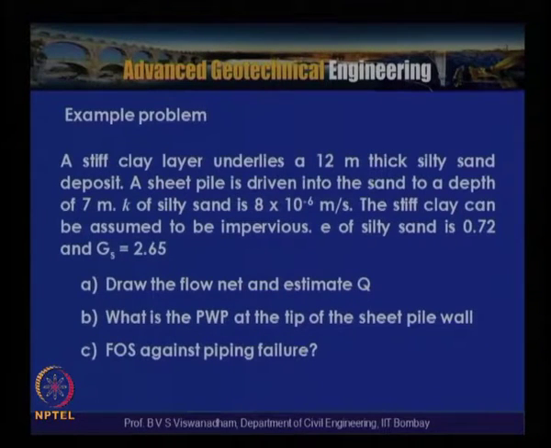So what we need to do is draw the flow net and estimate the discharge, calculate the pore water pressure at the tip of the sheet pile wall, and find the factor of safety against piping failure, and see whether the structure is stable against piping or not. So we have the configuration like this.